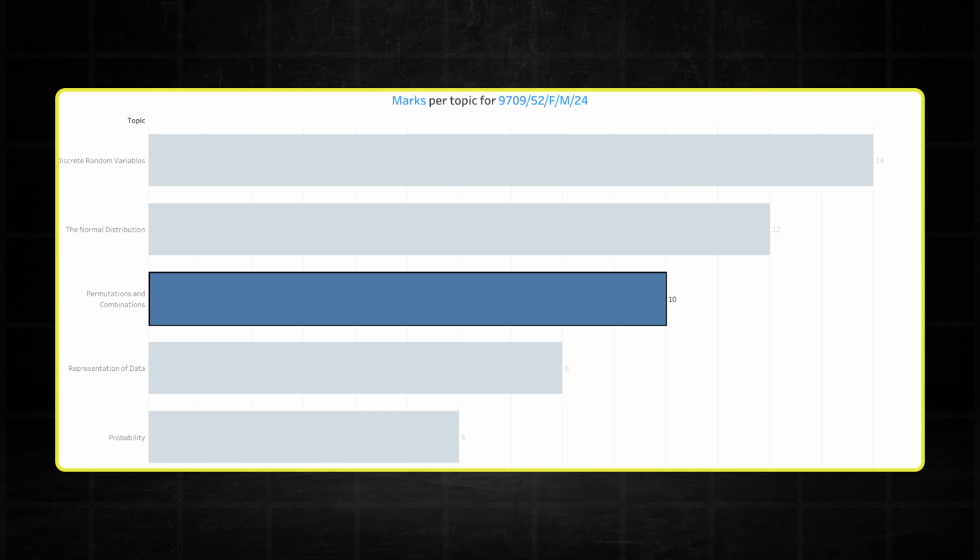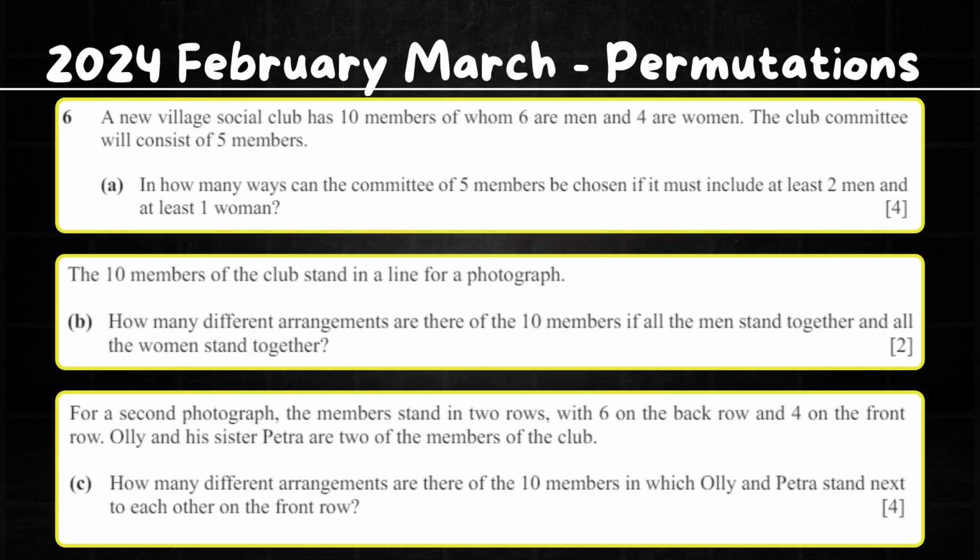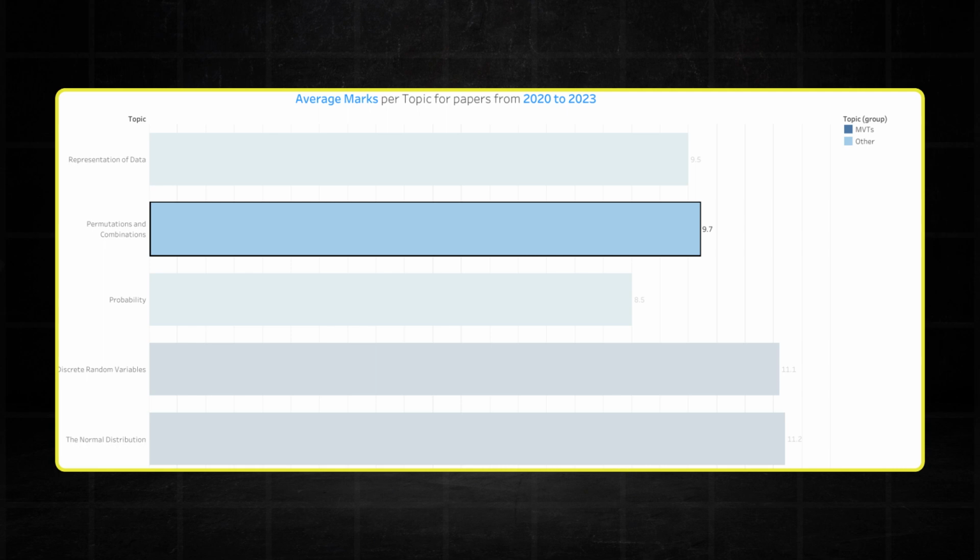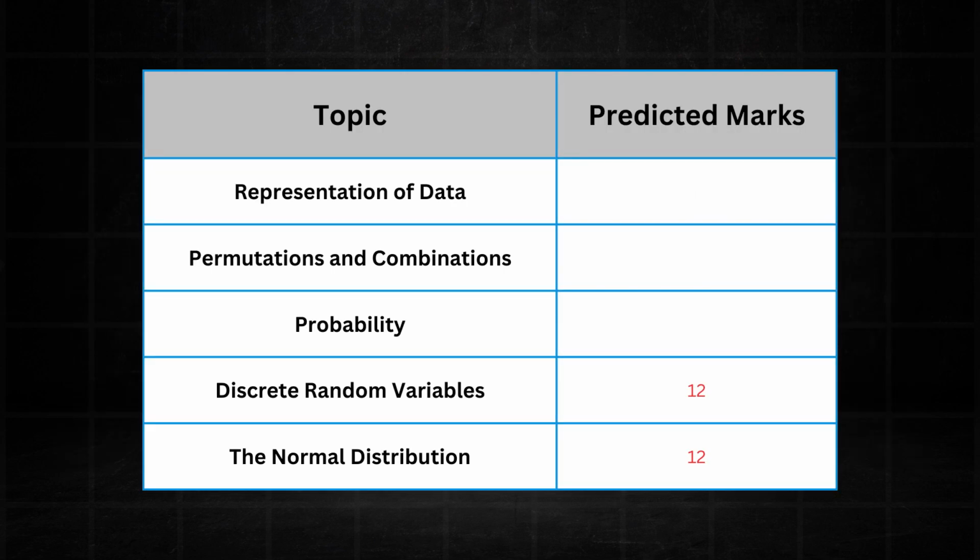In third place, we had permutations and combinations. Nothing out of the ordinary. We had a 10 mark question consisting of a 4 mark combination and 2 arrangements with 6 marks in total. It was a pretty average showing from permutations and combinations, and I expect more of the same in the May-June series. So I predict this topic to be around 10 marks per paper.